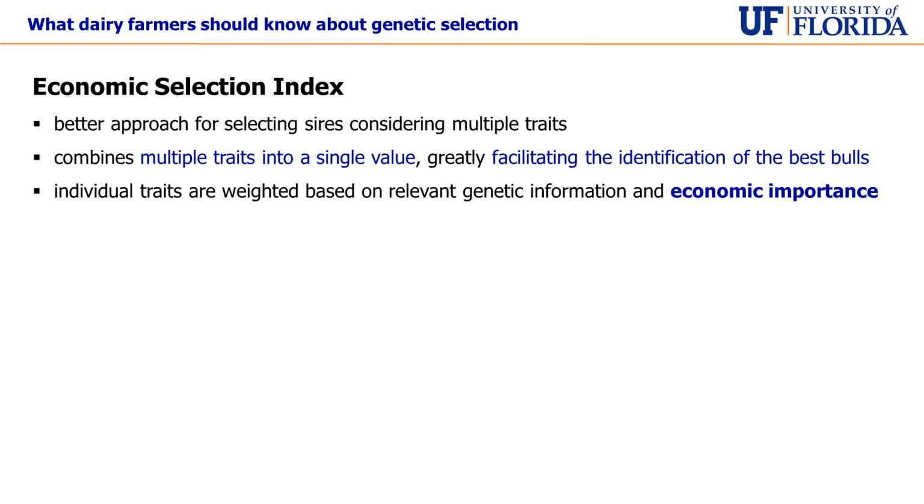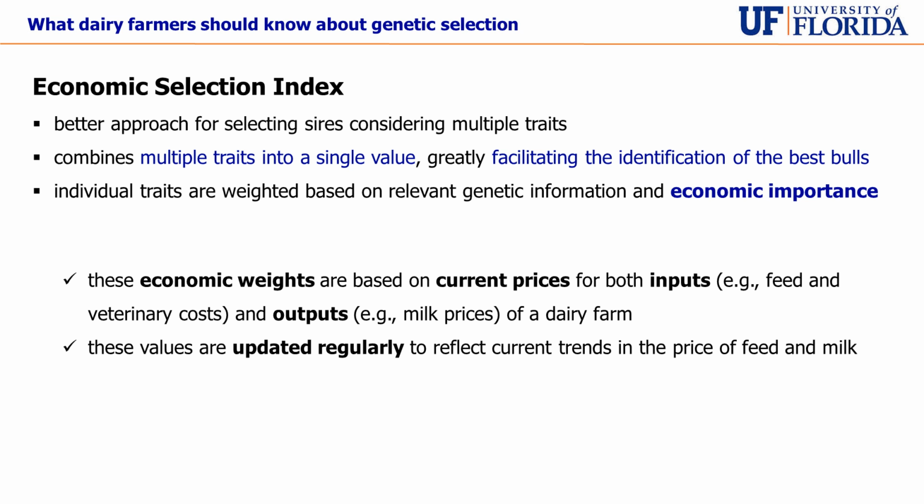Now I have good news. We have a better method that we call the use of an economic selection index. This is a better approach for selecting bulls considering multiple traits. It combines multiple traits into a single value, which greatly facilitates the selection of bulls. And what is really important here is that the individual traits are weighted based on relevant genetic information and also economic importance. These economic weights are based on current and future prices for both inputs to the system and outputs of the system, and these values are updated regularly to reflect current trends in the price of, for example, feed and milk. So this is really good.